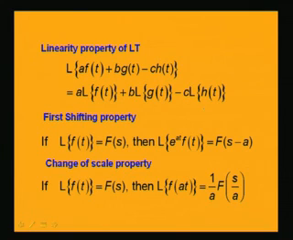First, the linearity property of the Laplace transform. If you have different functions like f(t), g(t) and h(t), and we want to find the Laplace transform of a f(t) plus b g(t) minus c h(t), then it will be equal to the Laplace transform of the individual terms. So, it will be a into Laplace transform of f(t) plus b into Laplace transform of g(t) minus c into Laplace transform of h(t). So, this is the linearity property of the Laplace transform.